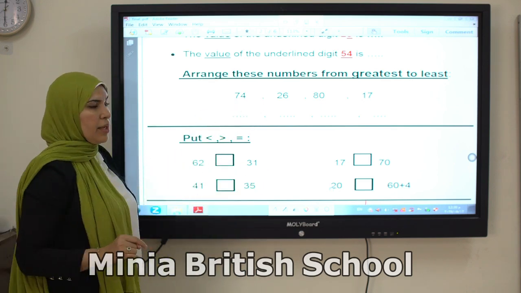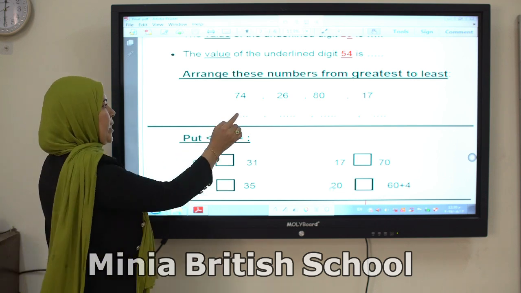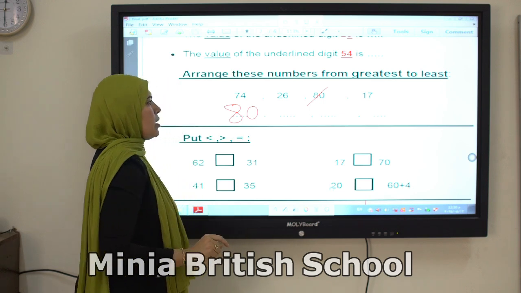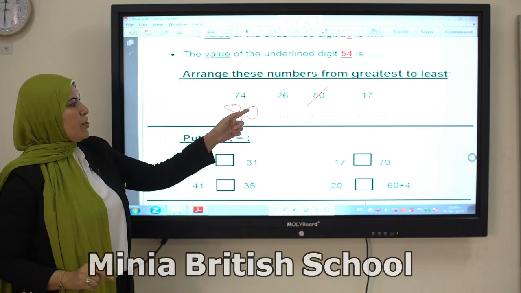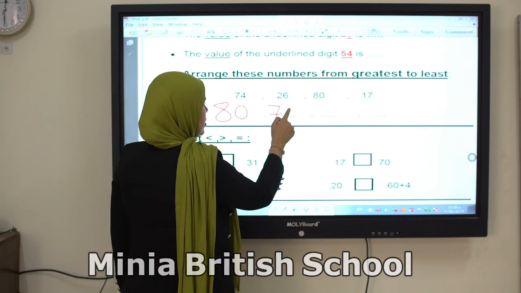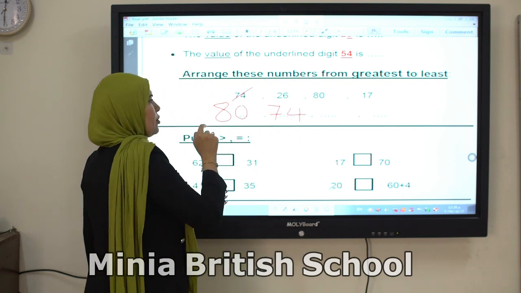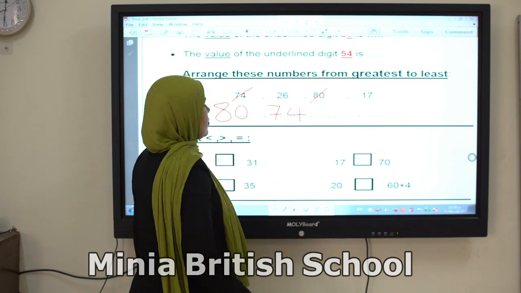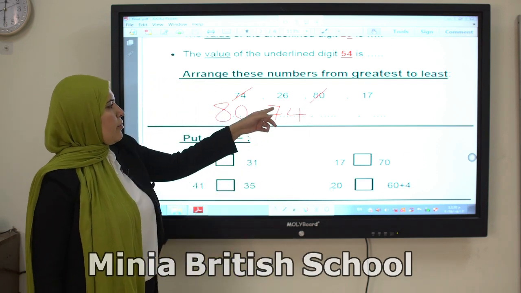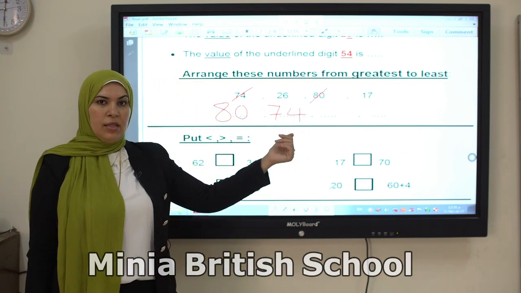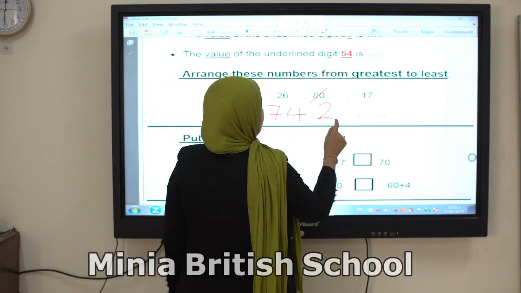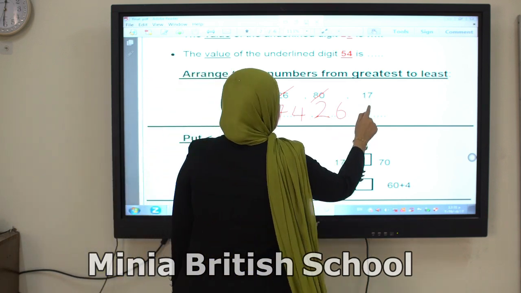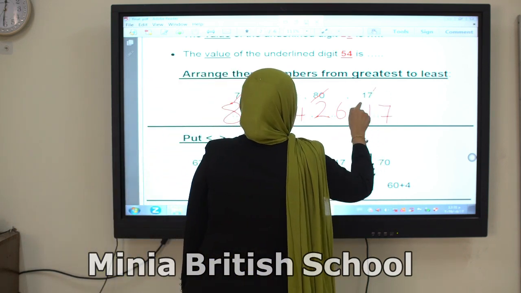Which one is the greatest number? 80. Write 80 and make a cross. Now I have 74, 26, 74 and make a cross. Okay, here I have 26 and 17. 26 and make a cross. And the last number is 17 and make a cross.